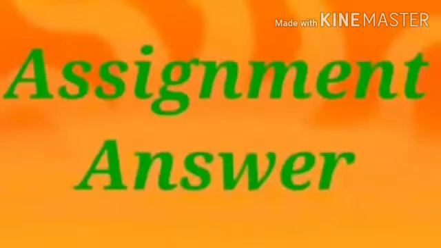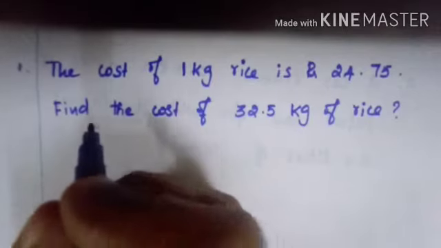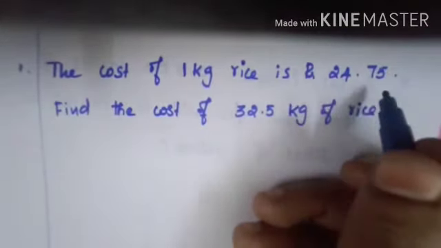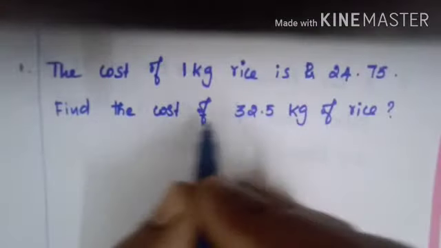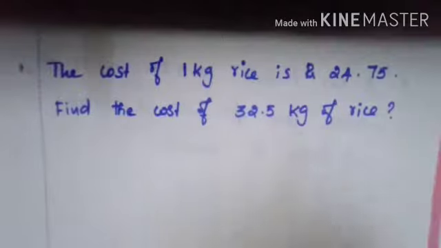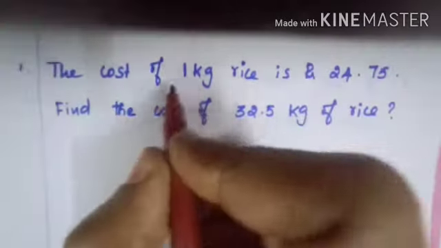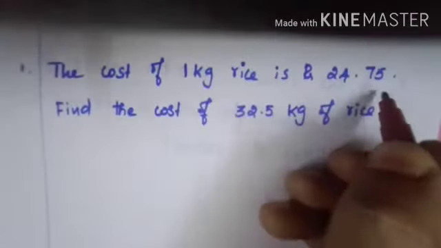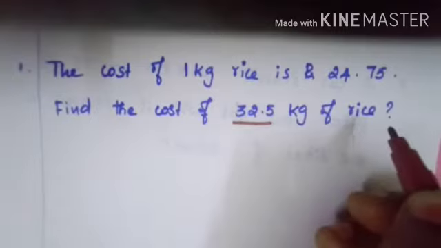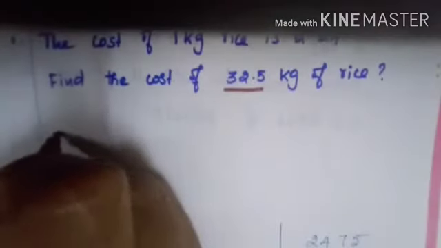The answers for the previous video. First sum. The cost of 1 kg of rice is 24.75. Find the cost of 32.5 kg of rice. So here 1 kg of rice is given and 32.5 kg of rice they ask. So solution.